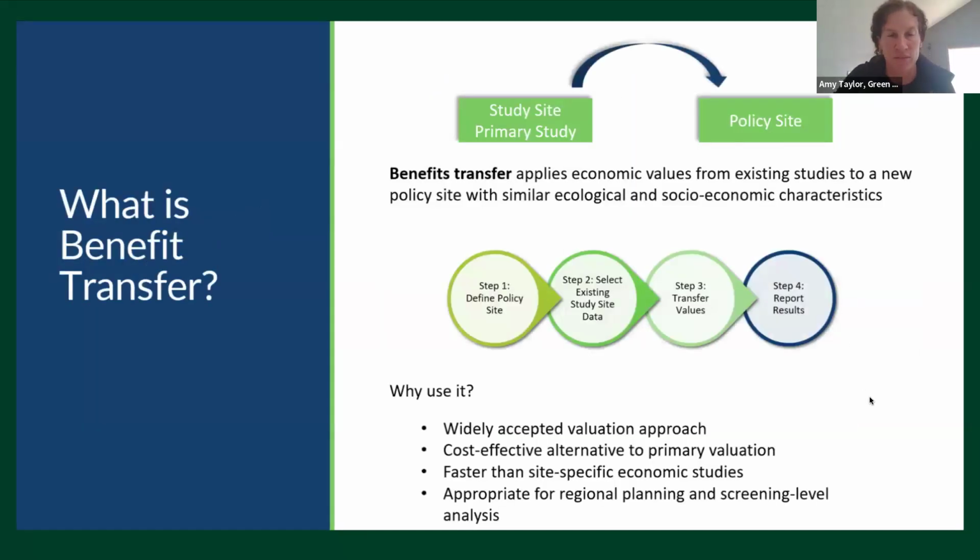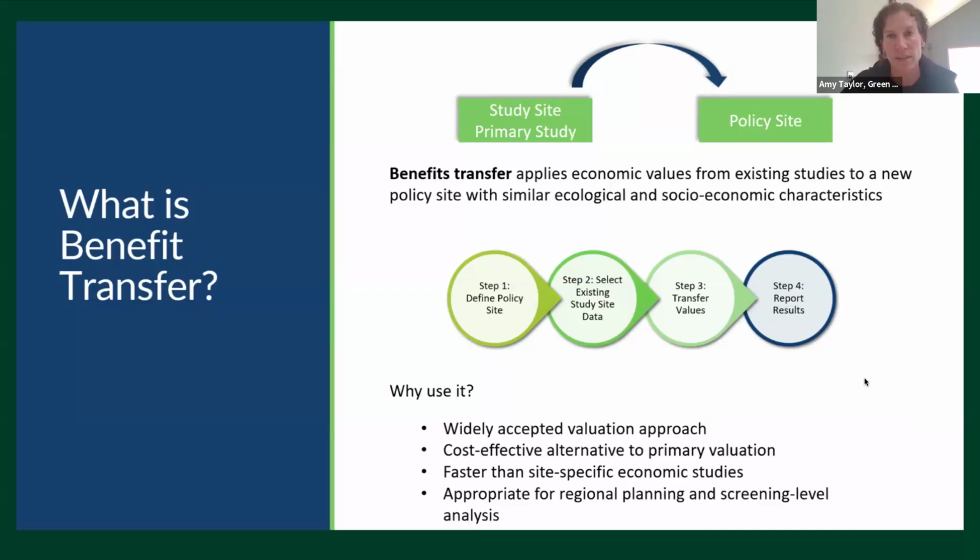So what is benefits transfer? Benefits transfer applies economic values from an existing study to a new policy site with similar ecological and socioeconomic considerations. So there's 4 steps involved. The first one is to define that policy site. So define the project under consideration. Step 2, select the existing studies that you want to apply to that policy site. Step 3, transfer those existing study values to the policy site. And 4, report on the results.